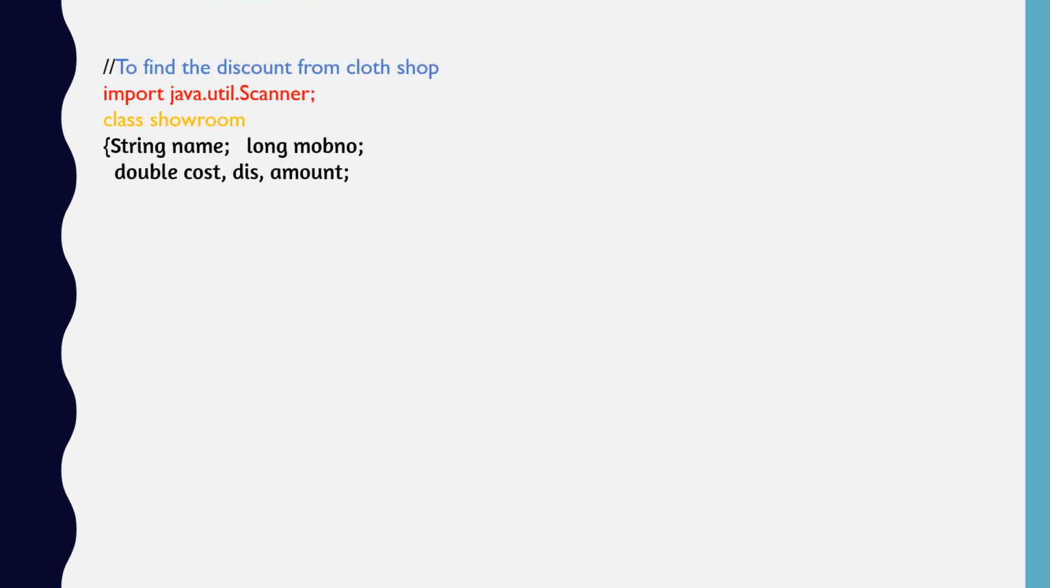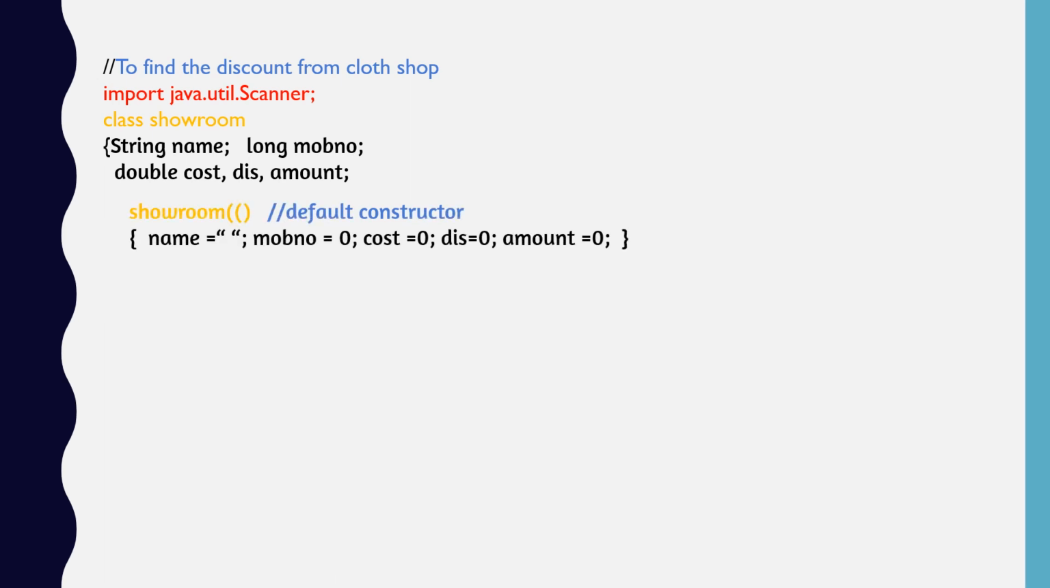So here we can discuss. Start the program: class showroom. And the Scanner class we have to import because we will be using the Scanner class in the function input. So here the first part we have done. Declare the variables: string name, long mobile number, and double cost, discount, and amount. And second part, constructor: we are initializing the variable name with space, long with 0, or 0L we can use, 0 will work. Cost is 0, discount is 0, and amount is 0.